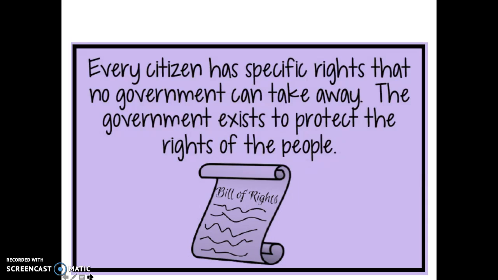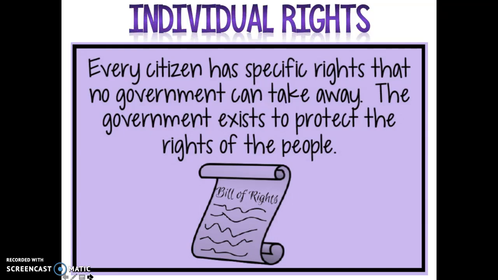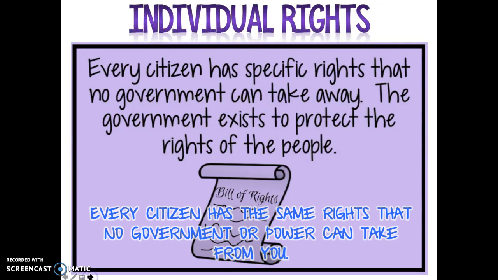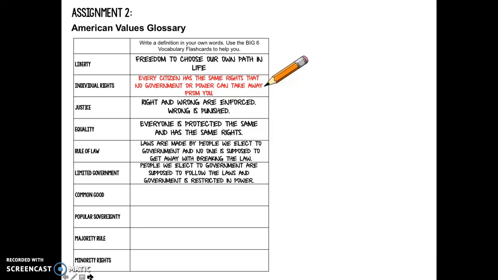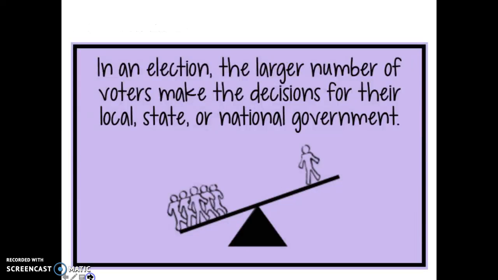Every citizen has specific rights that no government can take away. The government exists to protect the rights of the people. That's individual rights. Every citizen has the same rights that no government or power can take from you. And we put the picture of the Bill of Rights on there because that's a great list of 10 rights that no government can take away from us. Okay, so put that into your glossary page in the packet.